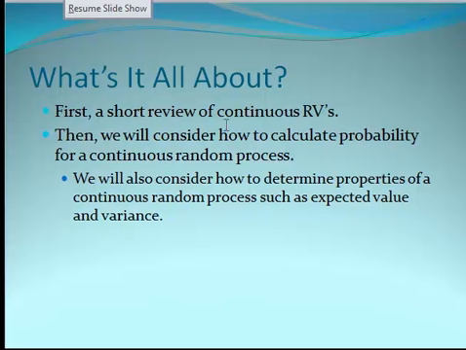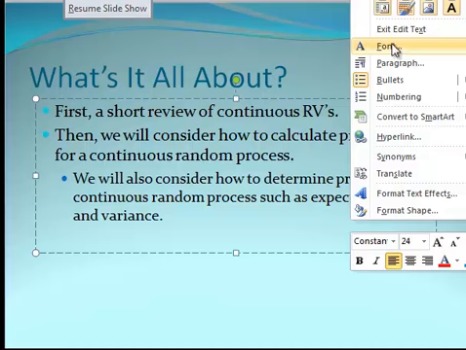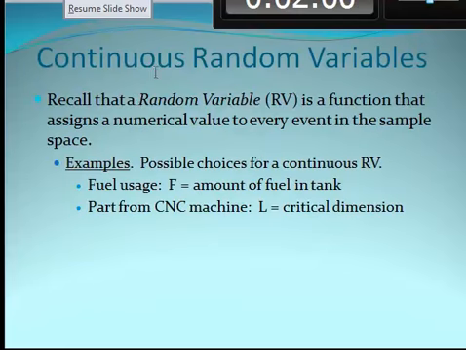We're going to do a little review of continuous random variables, and then we're going to figure out how to calculate probability for continuous random processes, and we're also going to consider how to determine properties of random processes such as the expected value and the variance. As a reminder, recall that random variables are functions that assign a numerical value to every event in a sample space.